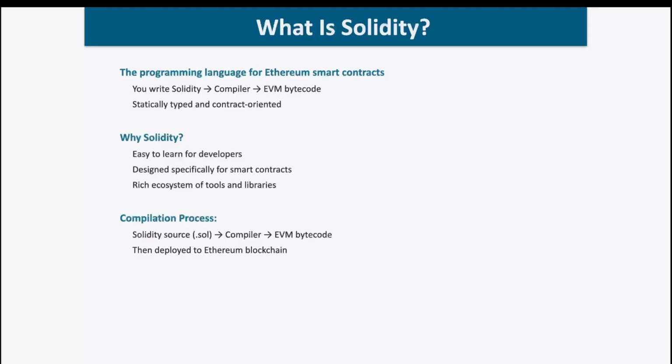You write code in Solidity, you pass it to a compiler. The compiler translates it to EVM bytecode, those low-level instructions the EVM understands. That bytecode then gets deployed to the Ethereum network.